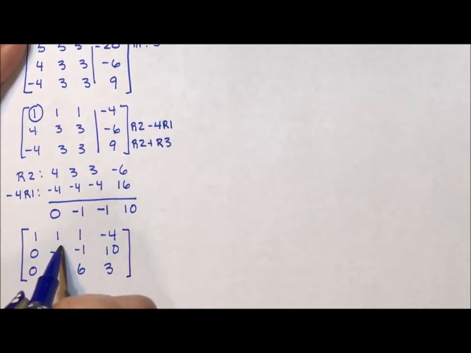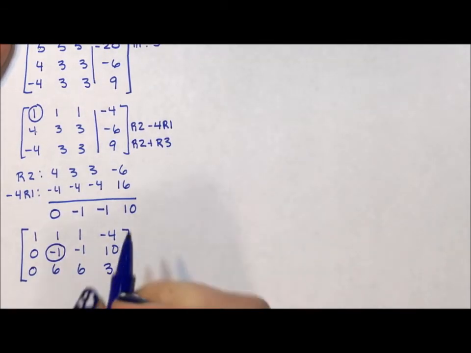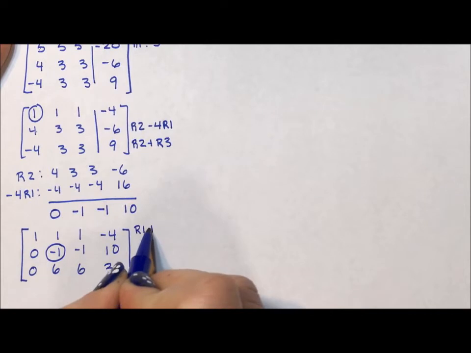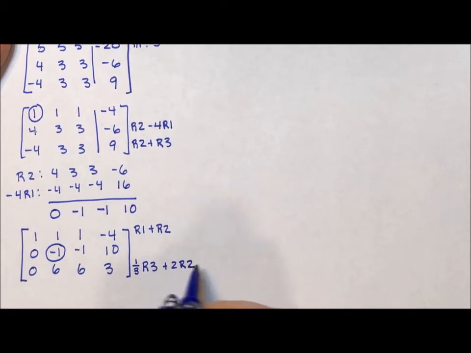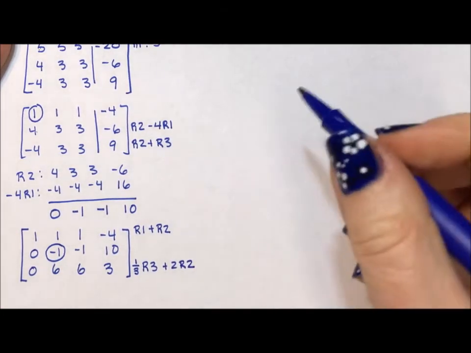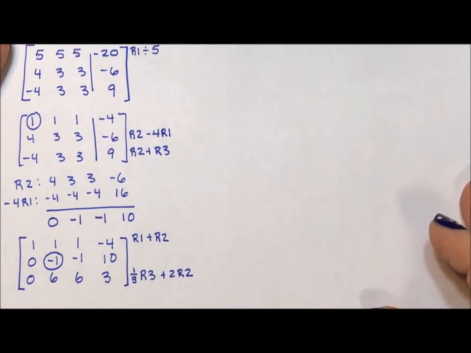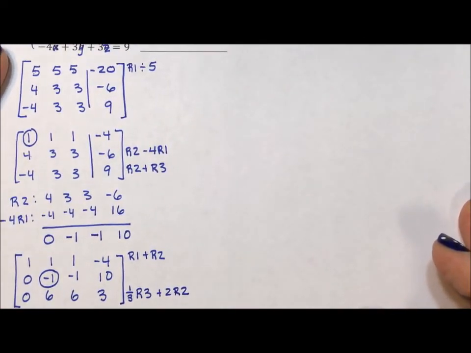Next I'm going to pivot on that negative 1. So I'm going to say row 1 plus row 2, and 1/3 row 3, because all these numbers can be divided by 3, plus 2 row 2. I'm going to bring all my calculations up so we don't lose our original problem.